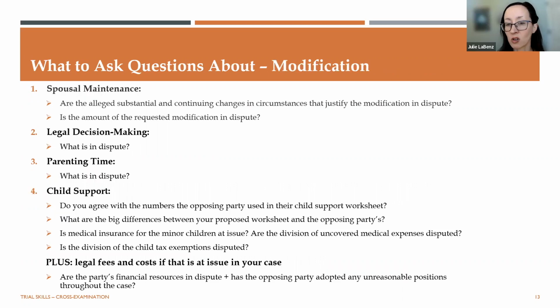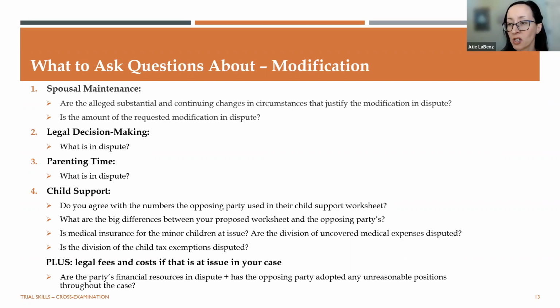Now, if either side is requesting to modify spousal maintenance, what are they alleging is the substantial and continuing change in circumstances that justifies the modification? Do you agree or disagree? What questions could you ask about that? Is the amount of the requested modification in dispute? You could ask questions about that. Let's say you're currently paying $250 in spousal maintenance, they want to increase it to $500, but there's no room in your AFI for an additional $250 a month. You could ask questions about that.